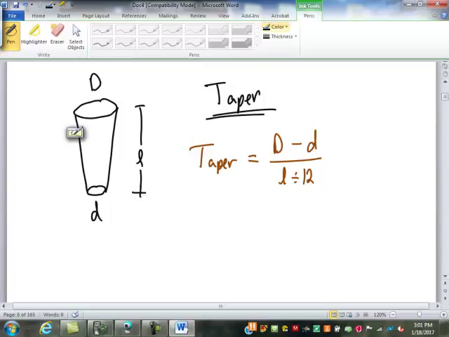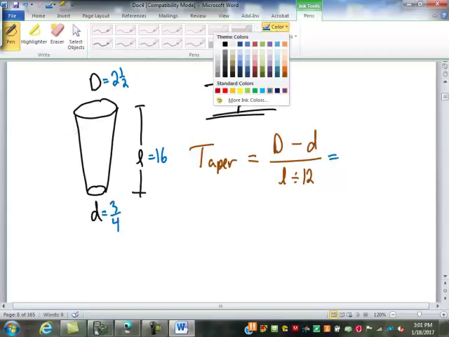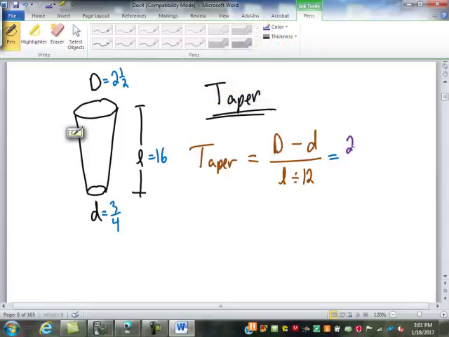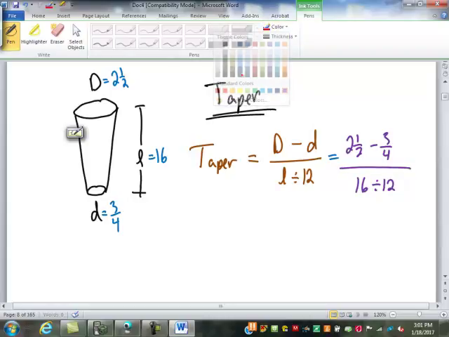So let's say that for this coffee table, we have 16-inch legs. The top of the leg is 2.5 inches, and the bottom of the leg is 3/4 of an inch. So our taper per foot is going to be found by doing 2.5 minus 3/4 on top over 16 divided by 12. So now this is an order of operations problem. What do we have to do first here?